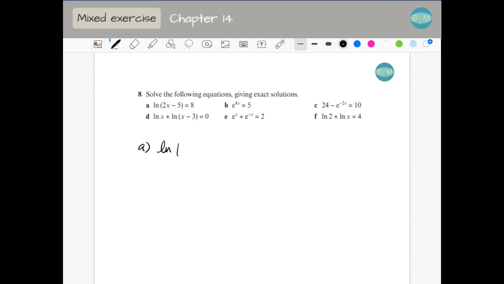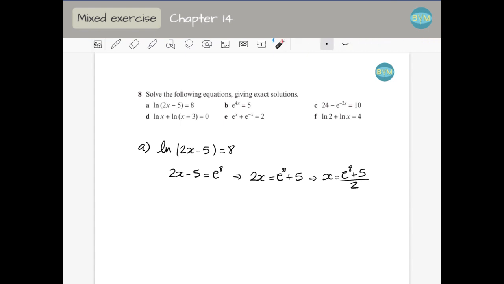So we have ln(2x - 5) = 8, and straight away we can say that 2x - 5 is going to be e to the power of 8. Remember, ln is log to the base e. And now we can make x the subject because e to the power of 8 is just a number. So 2x is going to be e^8 + 5, which means x is going to be (e^8 + 5) divided by 2. They say exact solution, so we cannot do more than that.